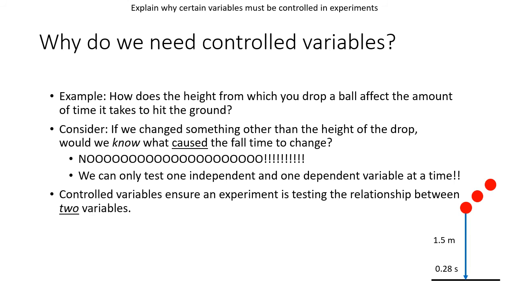independent variables. So, to answer our question or to look at our learning target to explain why certain variables must be controlled, controlled variables ensure that an experiment is testing the relationship between only two variables. If I have more than two variables, if I have more than one independent and one dependent variable, then I don't really have any experiment at all, because no experiment can test more than one of those at a time.